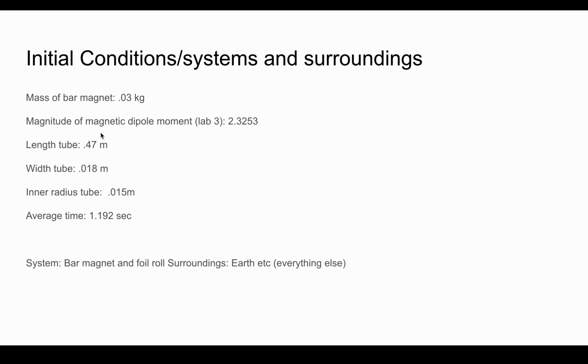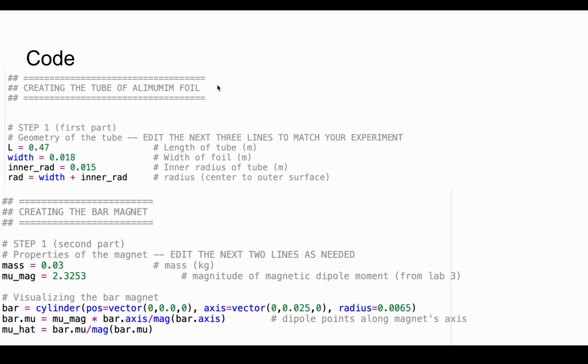Here's the initial conditions in the system and surroundings. So the mass of the bar magnet was 0.03 kilograms. The magnitude of the magnetic dipole moment from lab 3 was 2.3253. Length of the tube was 0.47 meters. Width of the tube was 0.018 meters. Inner radius of the tube was 0.015 meters. Average time of the physical experiment was 1.92 seconds. And the system is the bar magnet and the foil roll, and then the surroundings is Earth and everything else. And so here's the code.